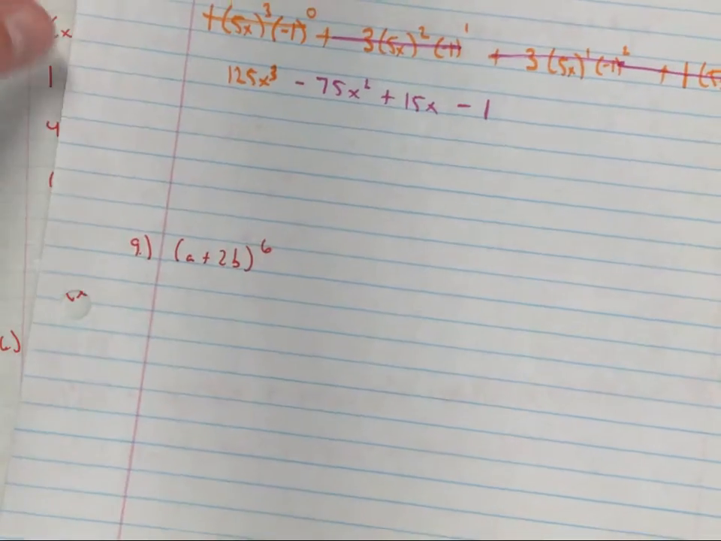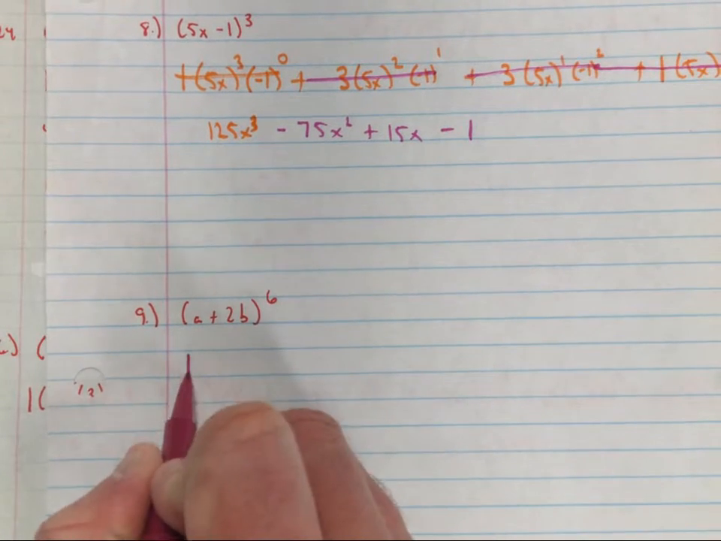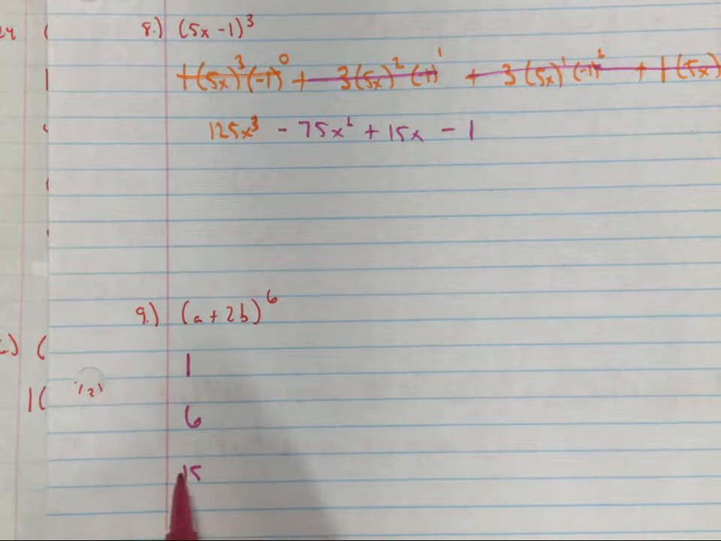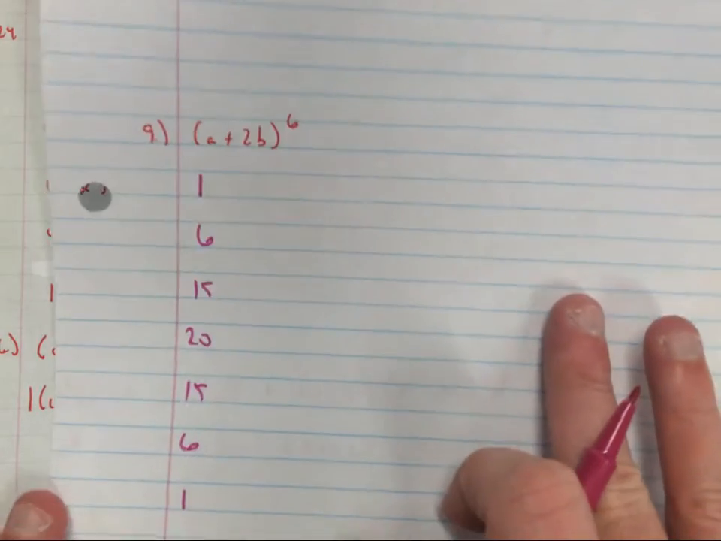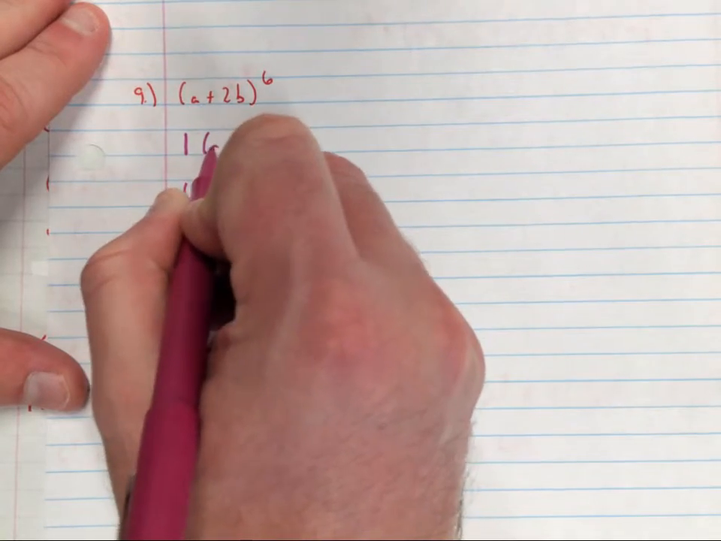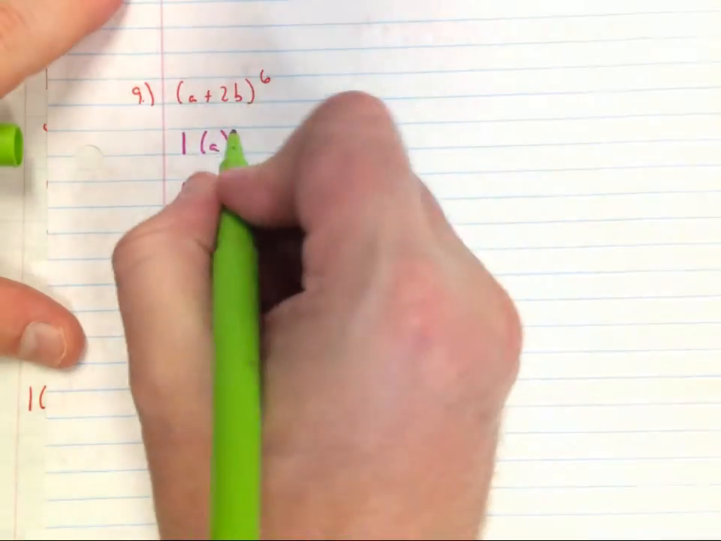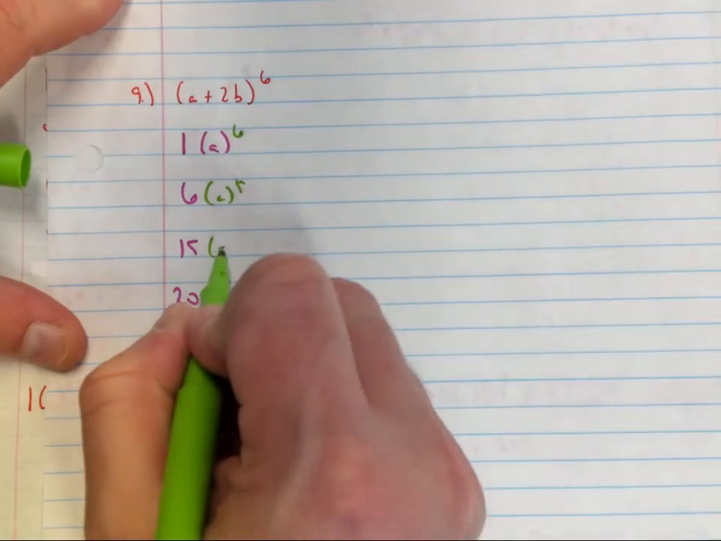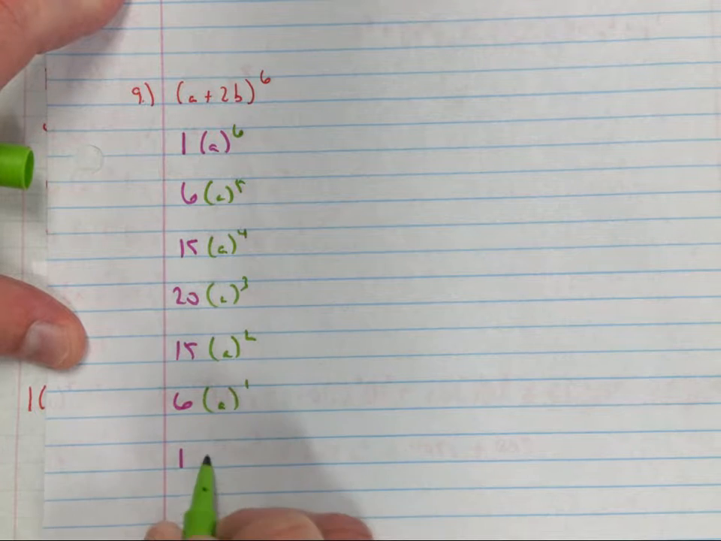On this one, I'm going to go vertically. 6, and I have a lot of numbers. Here we go. 1, 6, 15, 20, 15, 6, and 1. Which one do I start with, A or 2B? A. So this will be A to the what? A to the 6. I'm going to descend those powers. A to the 5th, A to the 4th, A cubed, A squared, A, and A to the 0.